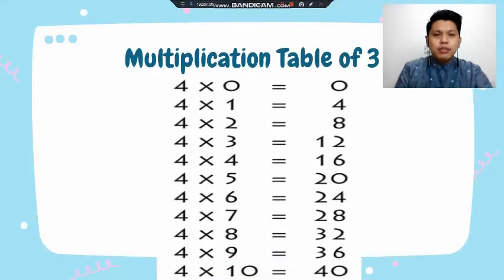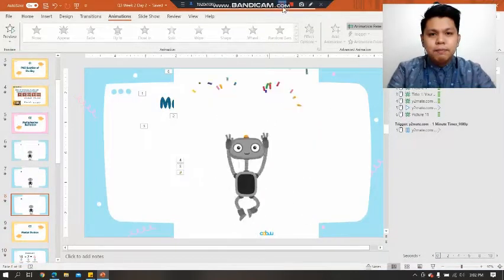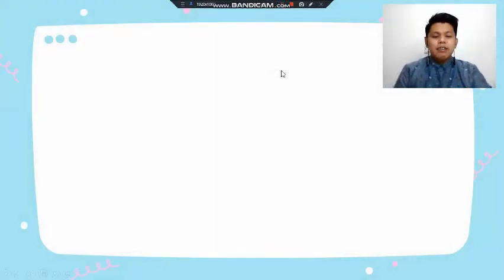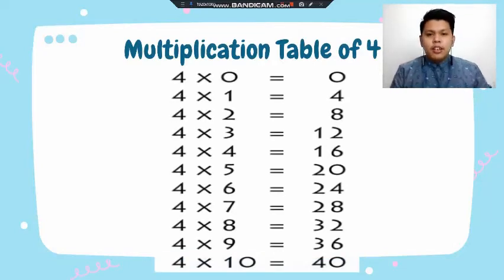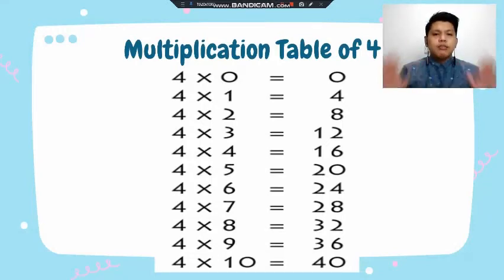Which is the multiplication table. Now let's have our multiplication table of 4. Okay, no need to include 0, or if you want, you may include. Let's start. 4 times 0, 0. 4 times 1, 4. 4 times 2, 8. 4 times 3, 12. 4 times 4, 16. 4 times 5, 20. 4 times 6, 24. 4 times 7, 28. 4 times 8, 32. 4 times 9, 36. 4 times 10, 40.